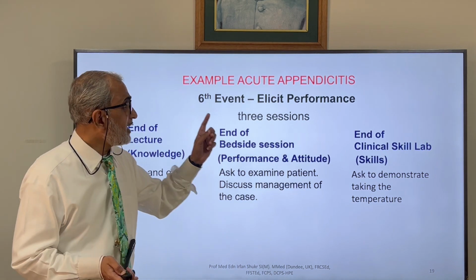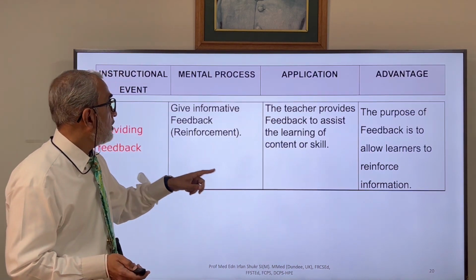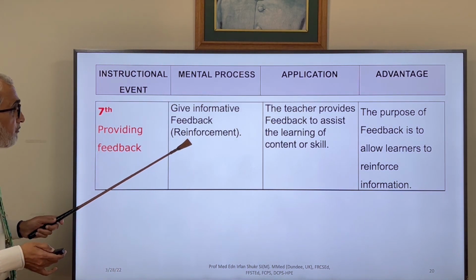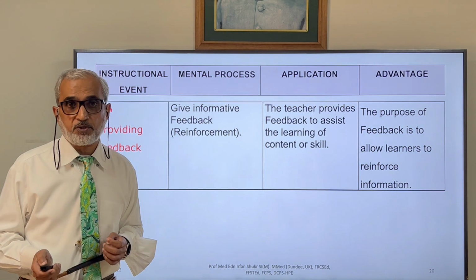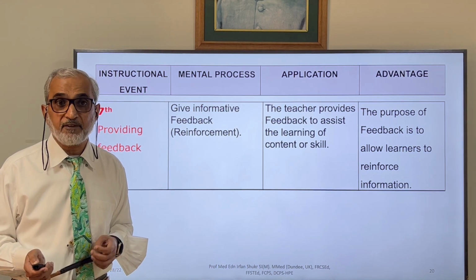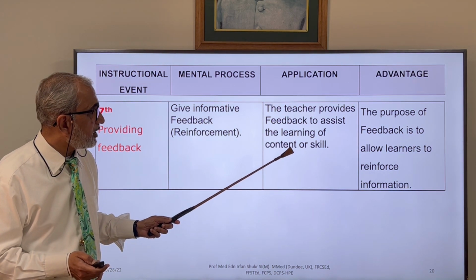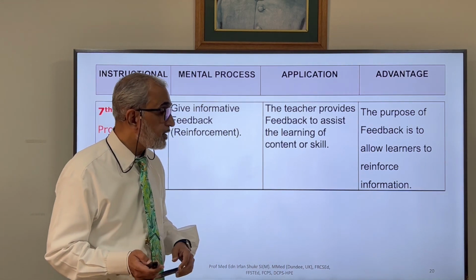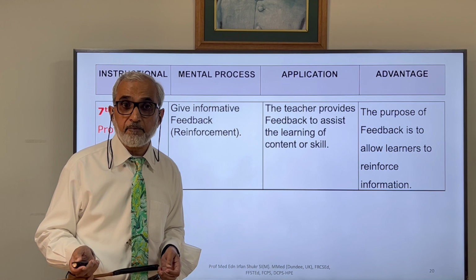Obviously, after eliciting performance, the 6th event, the 7th should follow, which is providing feedback. Give informative feedback which is going to reinforce what they have learned. The teacher provides feedback to assist the learning of the content or skill. The purpose of feedback is to allow learners to reinforce the information in the long-term memory.